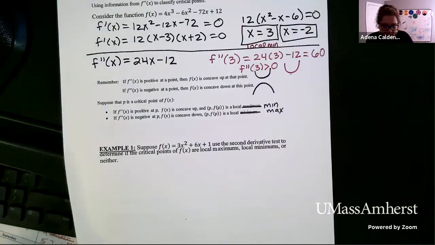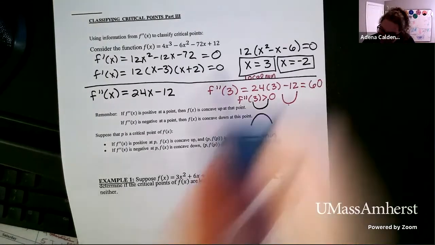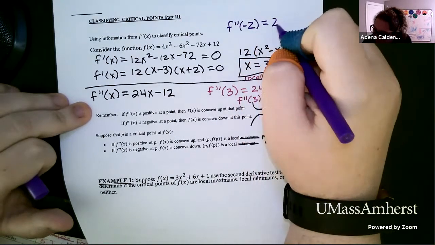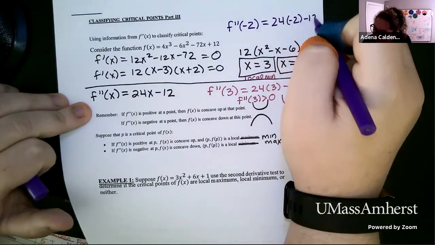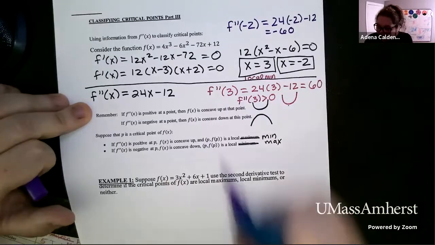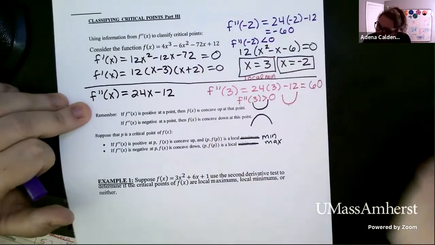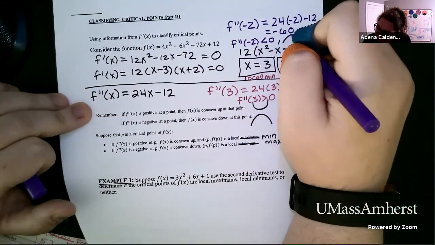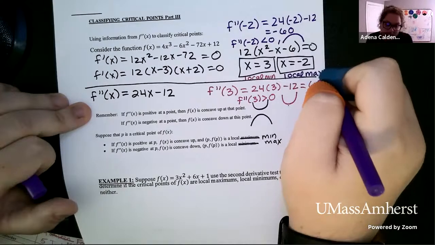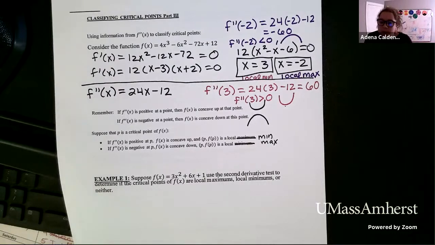Okay, we can perform the same test for our other critical value, which is -2. I'm going to do it up here because I've run out of space. So if we plug in a -2, we have 24 times -2 minus 12. That gives us -60, and it's the negative that's important. So the second derivative at -2 is negative, which tells us the original function is concave down, which makes -2 a local maximum. And again, this agrees with the other two tests that we've done on the same function.